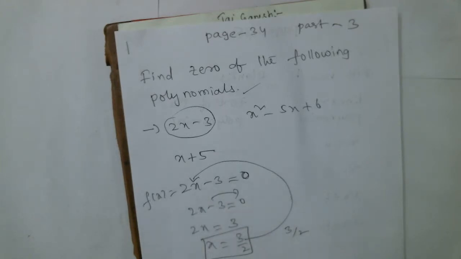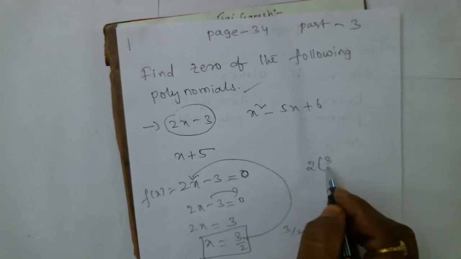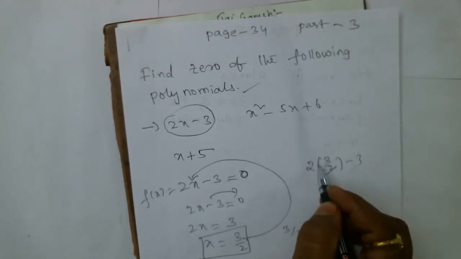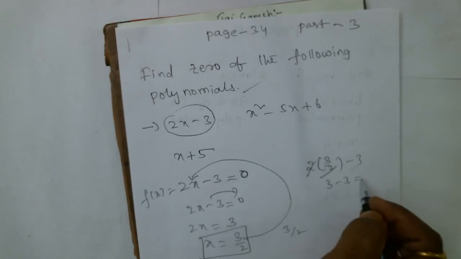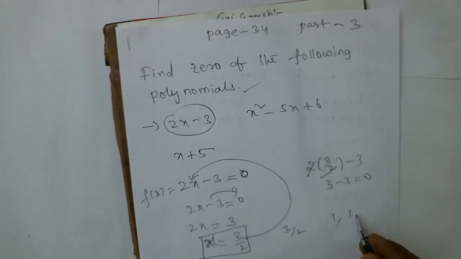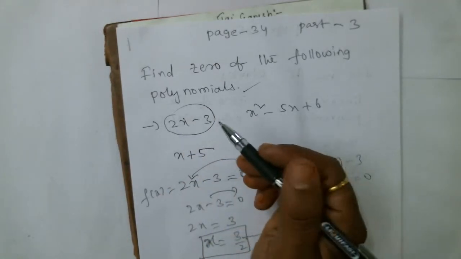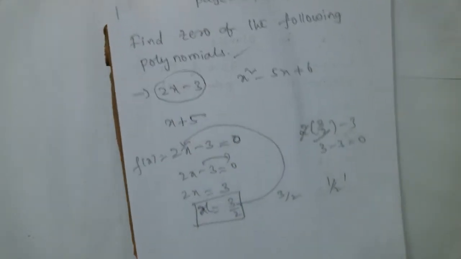Same, substitute here. 2 into, what is the x value given? 3 by 2. 3 by 2 minus 3. The 2 will be cancelled, so 3 minus 3, which is equal to 0. So whenever the variable value is given, x equal to 3 by 2 or 1 by 2 or 1, we have to substitute it in this equation. If it is equal to 0, then it is a zero of the polynomial. Otherwise, it is not a zero of the polynomial.